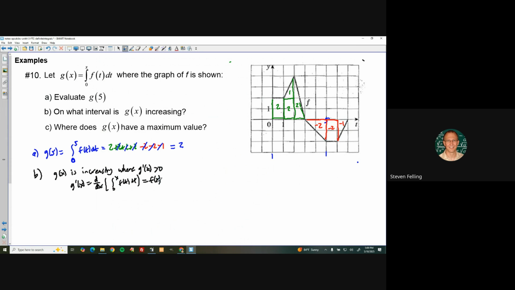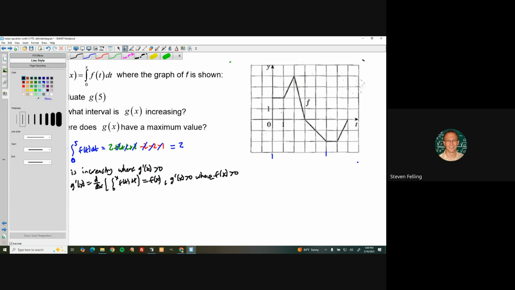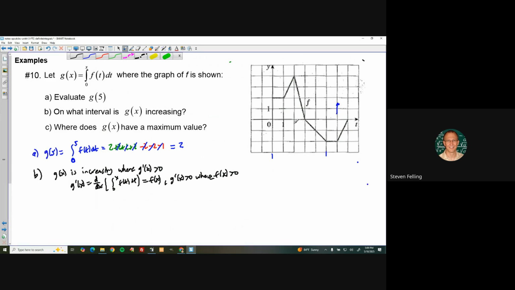So I'm just looking for places where g prime of x is greater than 0. G prime of x is greater than 0 where f of x is greater than 0, because f of x is equal to g prime of x. And so looking at this function curve here of f, where is f of x greater than 0? F of x is greater than 0 whenever it's up here. So for this range in here, from x equals 0 to x equals 3, f of x is positive. We just have a positive f there.